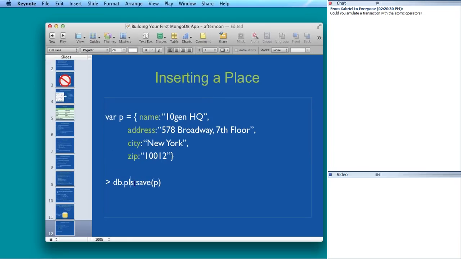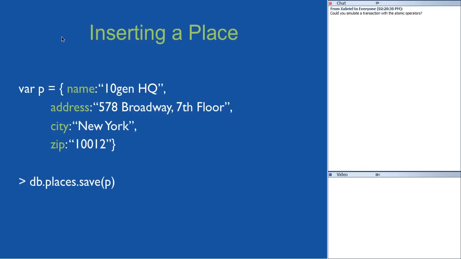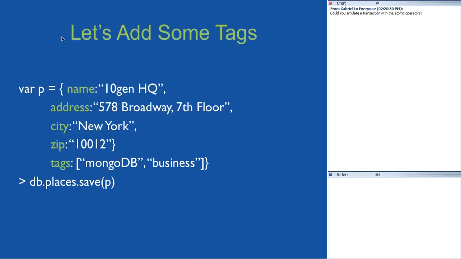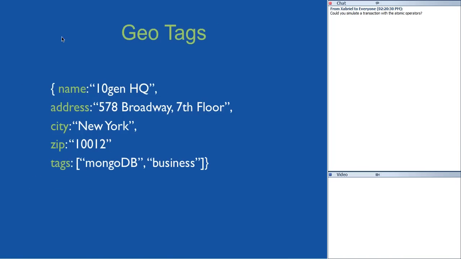db.places. There we go. So now we've saved this place into the database. It's got a name, an address, a city, a zip code. We can add some tags. So we can tag it as MongoDB. We can tag it as a business. We can give it some latitude and longitude.